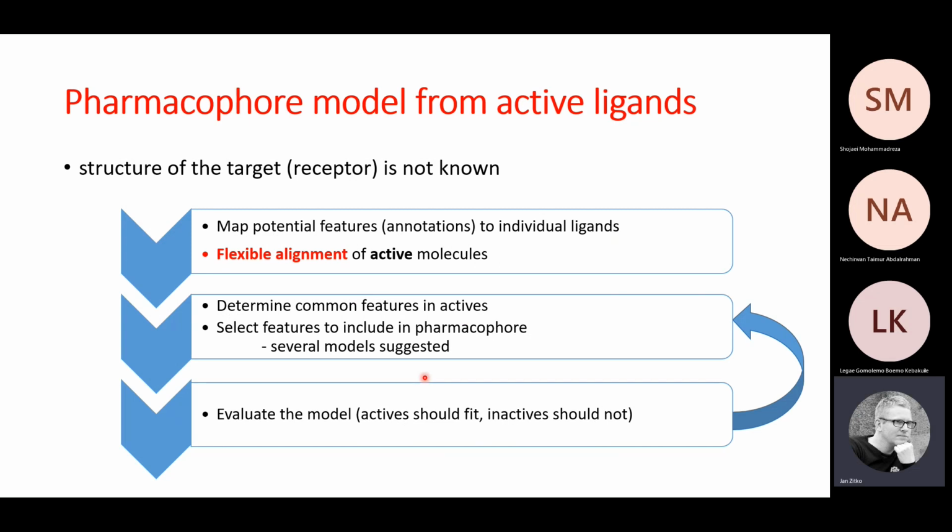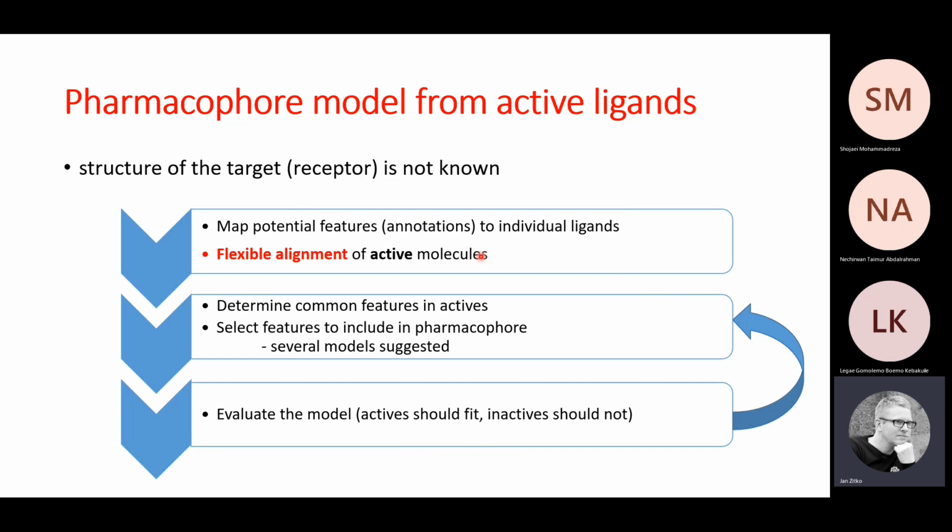And now we are coming to the last scenario, the one which might seem the least favorable for you. So now in scenario number 3, we do not know the structure of the ligand-receptor complex. We do not know the structure of the receptor. We only know the structure of active molecules, active ligands.